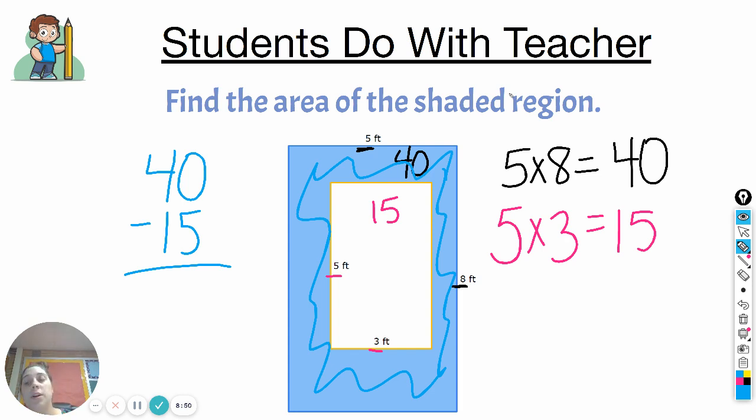Okay, so step 1 is start in the ones. We start on the top. 0 minus 5. We have 0, we cannot take away 5, so we have to borrow. Borrow from the 4. We take away 1 ten, which leaves us with 3 tens. Move that 10 over to the ones place. So now we have 10 minus 5, which is 5. 3 minus 1 is 2. So the area that is blue outside of that white rectangle is 25.